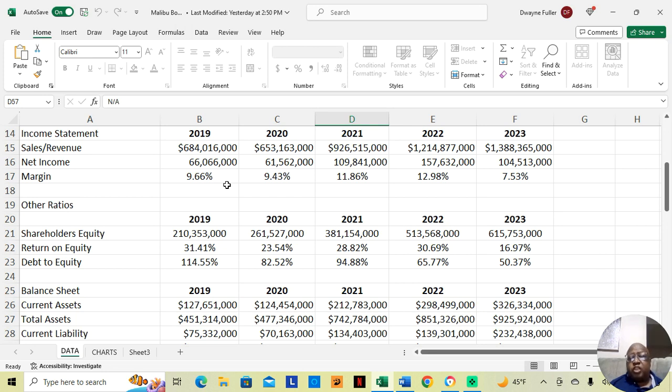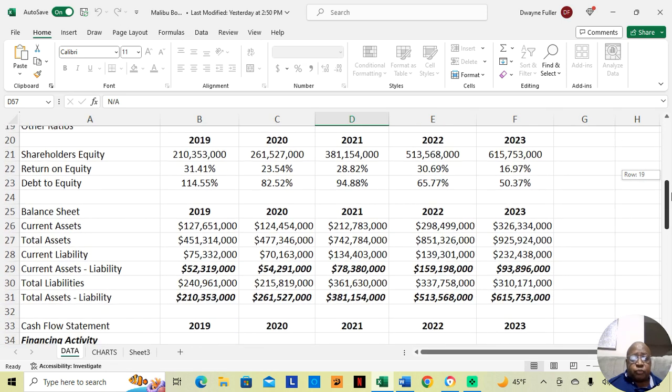However, in 2023, I didn't dive into their expenses to see where it went, but this time they made even more, $1,388,365,000, but they only retained $104,513,000 for a profit margin of 7.53%. So the amount they retained that year dropped significantly. The amount they retained after paying the expenses.